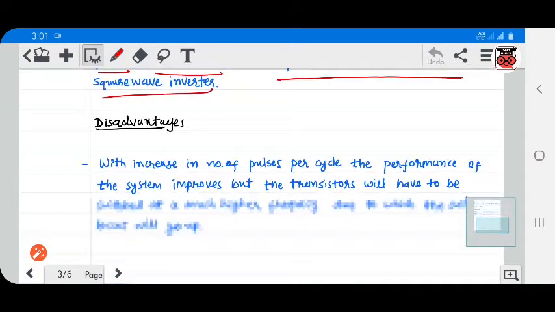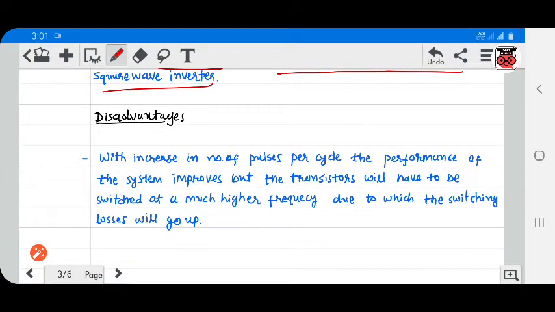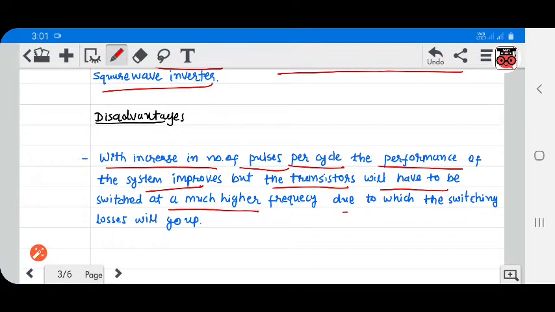These are the advantages. Now, disadvantages. With an increase in the number of pulses per cycle, the performance of the system improves, but the transistors will have to be switched at a much higher frequency, due to which the switching losses will go up.